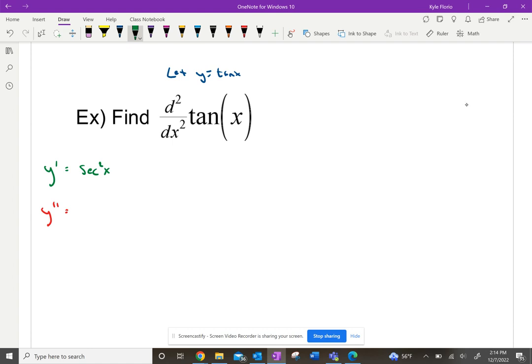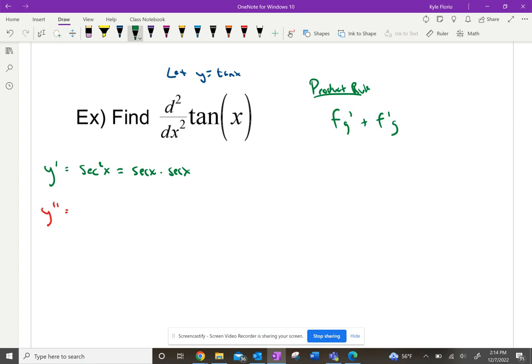There's another way to take the derivative of this that we're going to do later, but for now, if I had to differentiate this, I would rewrite it as secant x times secant x. And then use the product rule. So remember the product rule: first function times the derivative of the second plus the derivative of the first function times the second. So let's do that. All right.